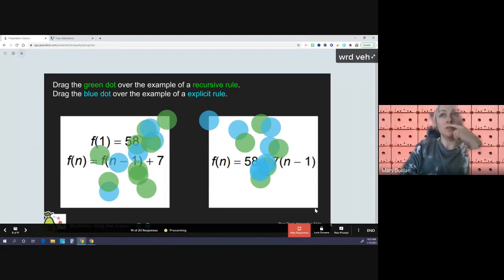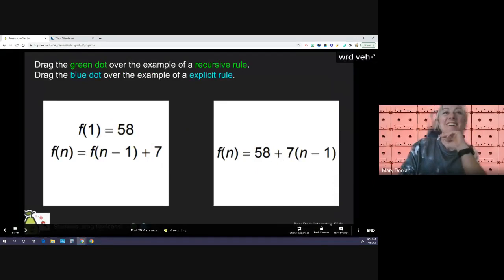Green on the left, blue on the right. All right. There is another difference between these two. And that's that the function of n minus 1 is within what the function is here. Okay, so in the f of n, it's defined with the function of n minus 1.